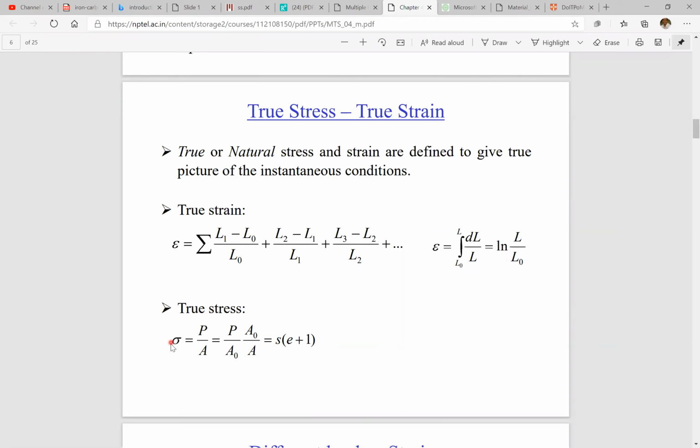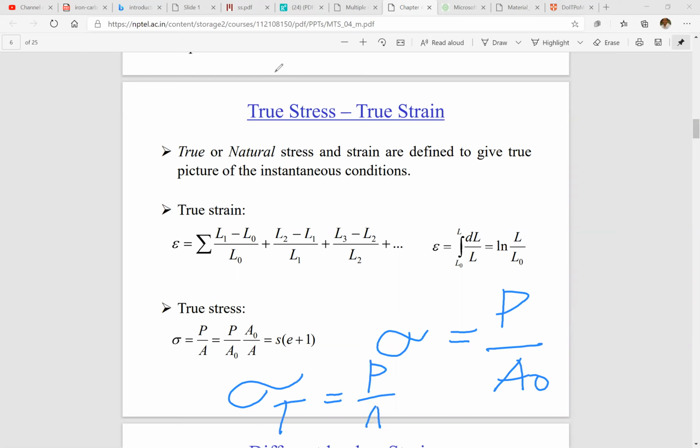Similarly, true stress is written as P by A. In engineering stress, just see here, we write sigma equals P by A0. A0 is the initial area, the initial dimensions. But when we write the true stress sigma t, we use the equation P by A, where A is the instantaneous area, the area at the particular instance. So this is for true stress.